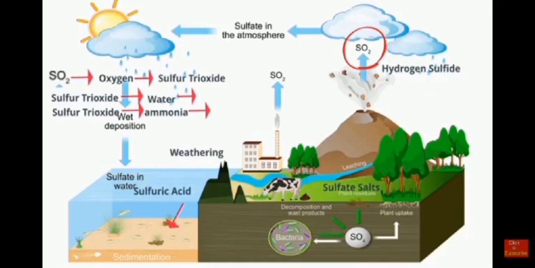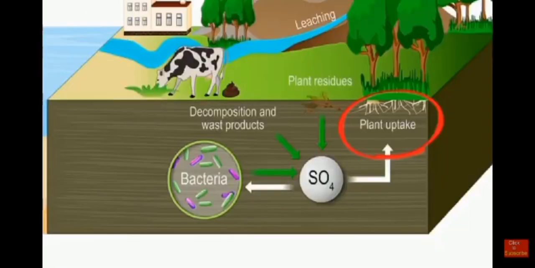The soil absorbs the sulfate salts. Plants then absorb the sulfur by absorbing the sulfate salts from the soil. Animals in turn get sulfur by eating the plants, and the animals release sulfur when they decay. As animals decay, they release sulfate salts and hydrogen sulfide.